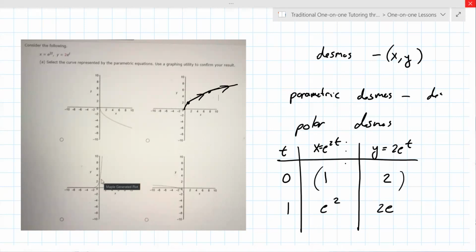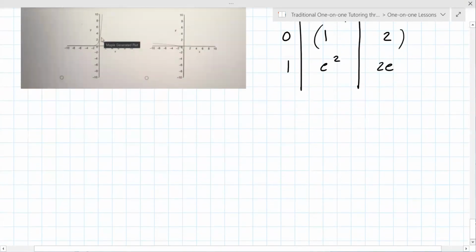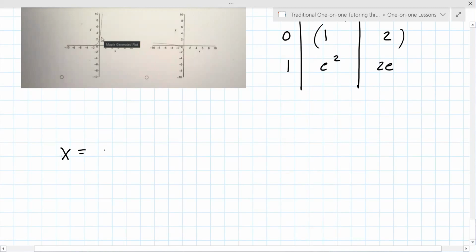Gotcha. Okay. Now part B is to eliminate the parameter. What you have there is probably correct. It probably just wants you to simplify it a little bit more. So x equals e to the 2t, and then y equals 2e to the t. So the choice is to solve for t so that you can put it in there.